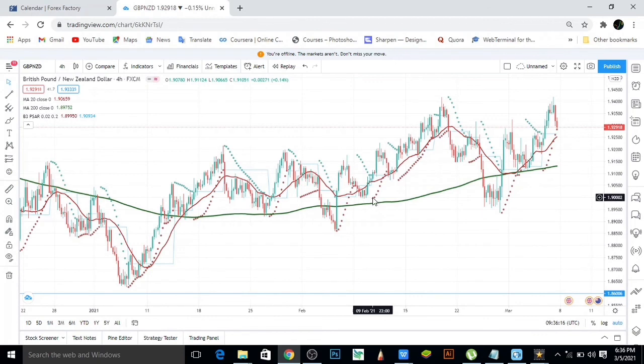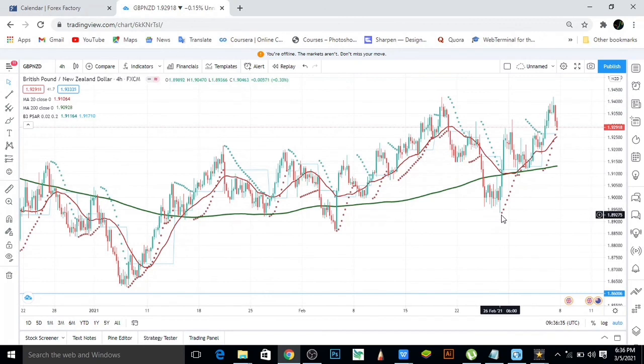Another signal is right here, this dot here. We would have bought here and price went up. We'll have made some pips, some profit. Another signal is right here. We would have made quite a lot of profit here.